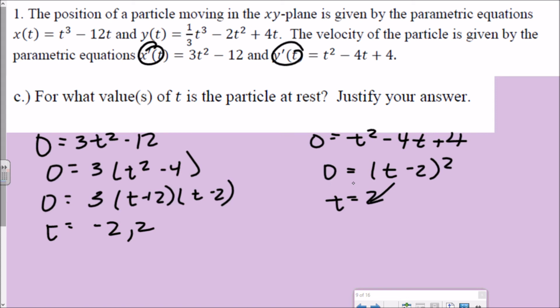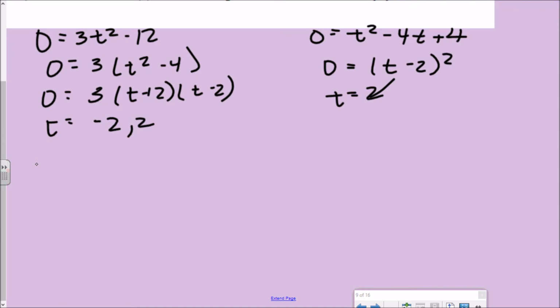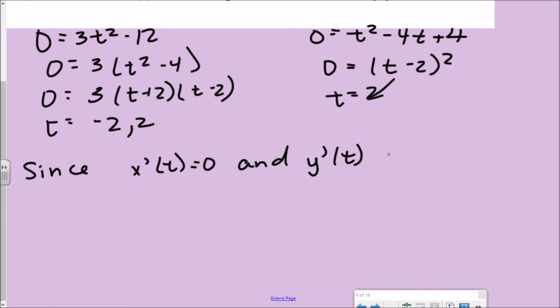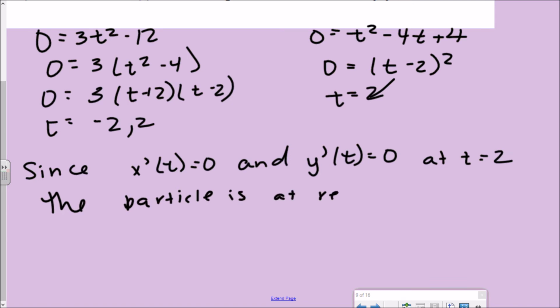When t is equal to 2, y is 0. When t is equal to 2, x is 0. Bam, both conditions met, and we can write out our sentence. So here's our sentence. It goes like this. Since x prime of t is equal to 0 and y prime of t is equal to 0 at t is equal to 2, the particle is at rest at t is equal to 2. There we go, it's done.